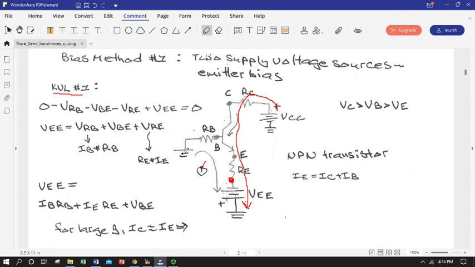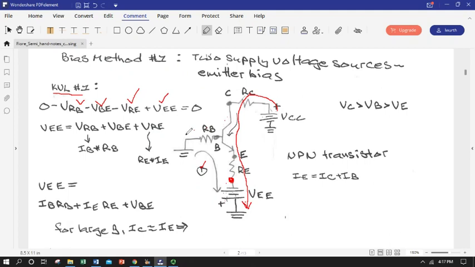So we're going to start at ground, and we're going to drop a voltage over resistor B. We're going to drop voltage between the base and the emitter, voltage drop, and we're going to drop voltage over RE, and we're going to add voltage going through VEE. It's going to raise us back to ground. Okay, so we'll write VEE in terms of the other voltage drops.